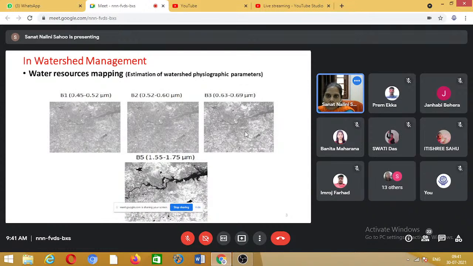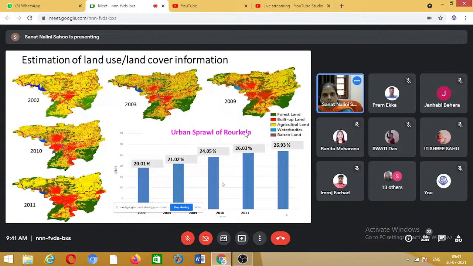So apart from this mapping, there would be other physiographic parameters also that can be estimated by the use of remote sensing, like your area, your length, how much it is stressed. So all these physiographic parameters can be estimated by the use of this sort of applications. Now coming to the second one, that is estimation of land use, land cover information.